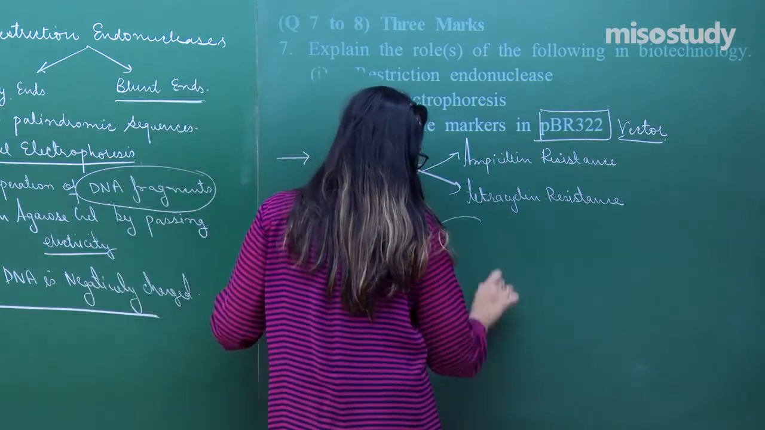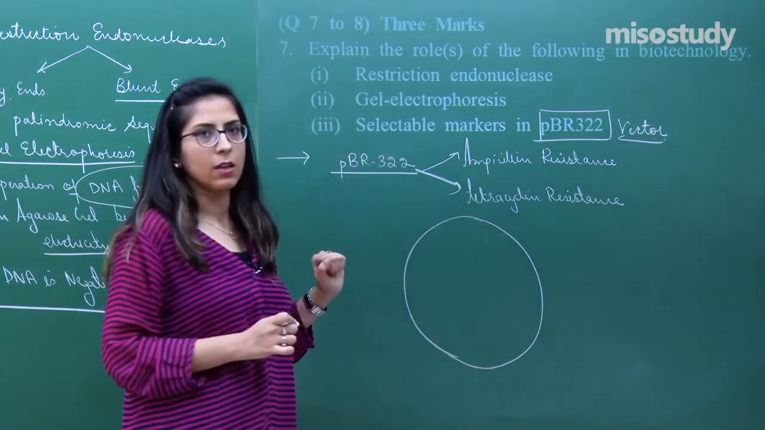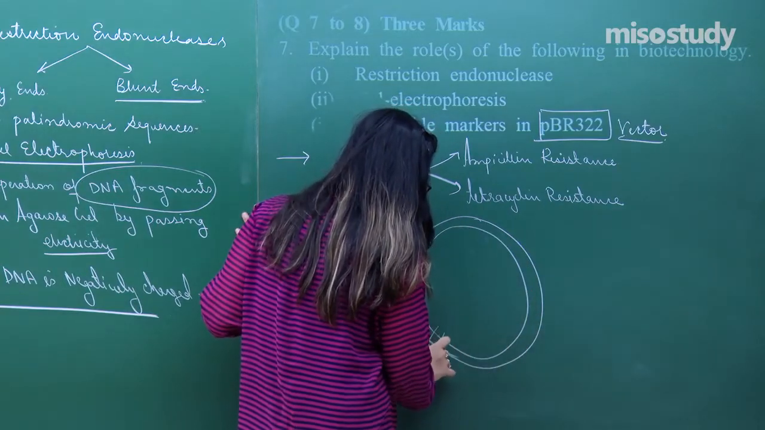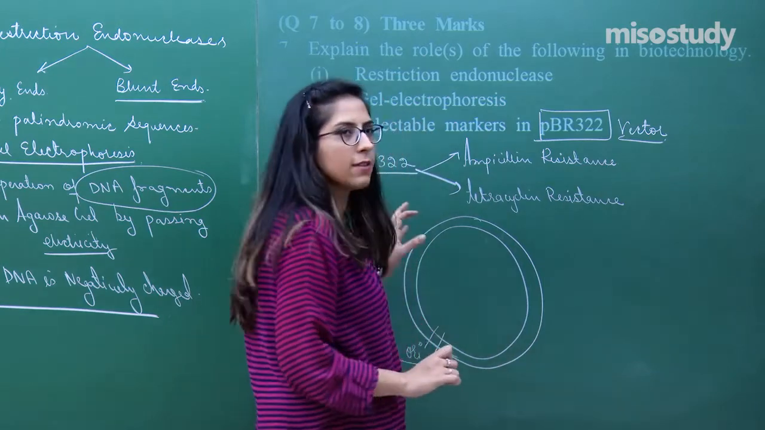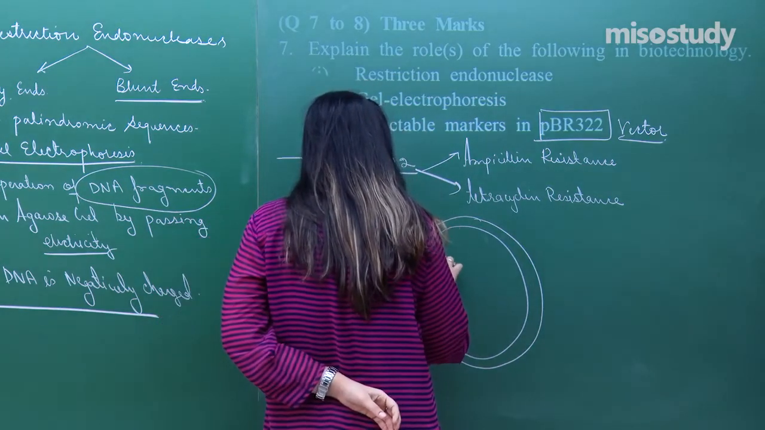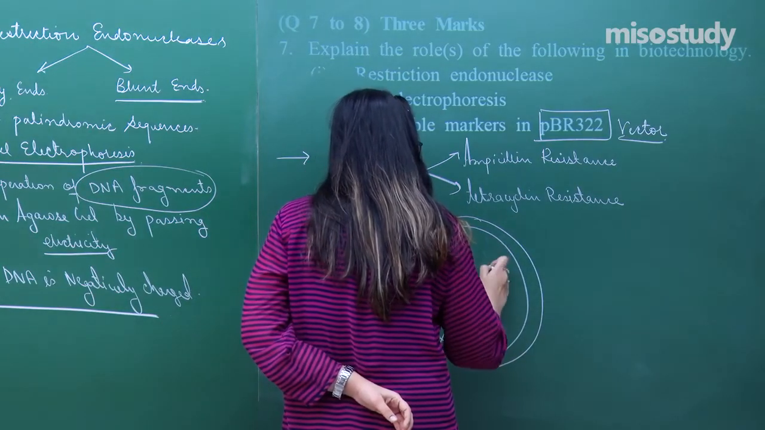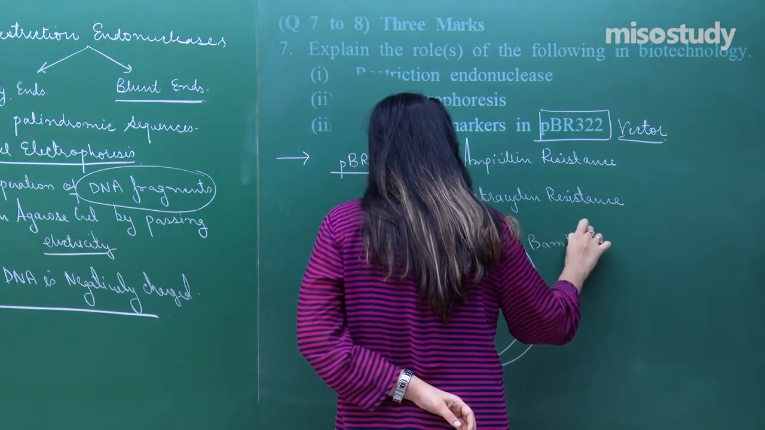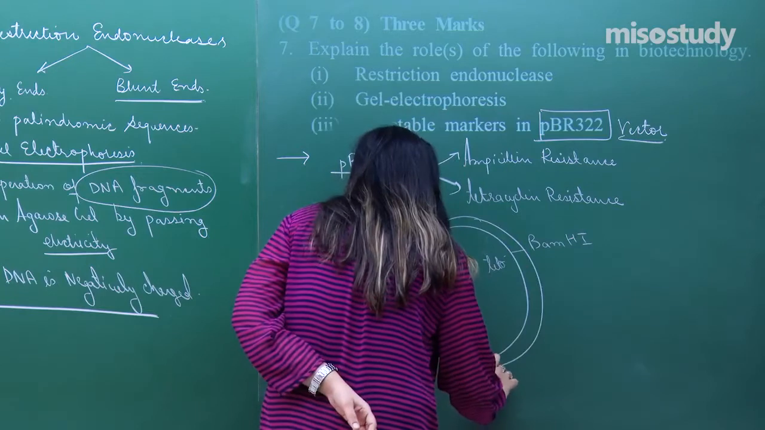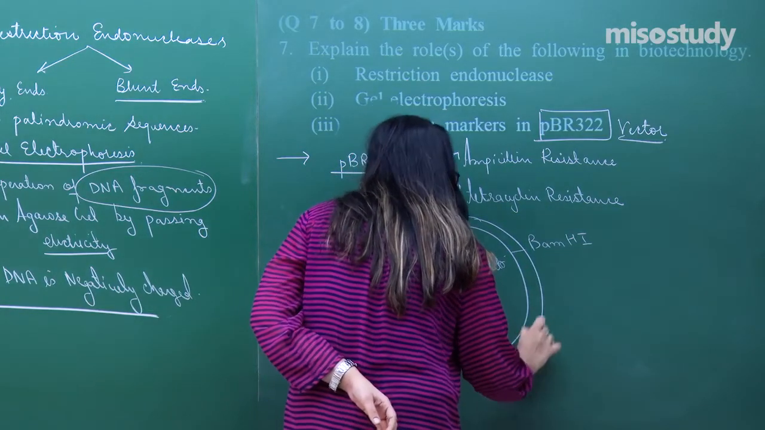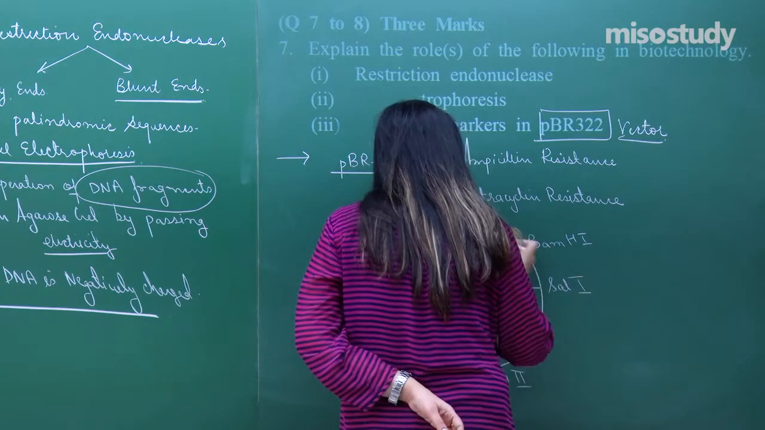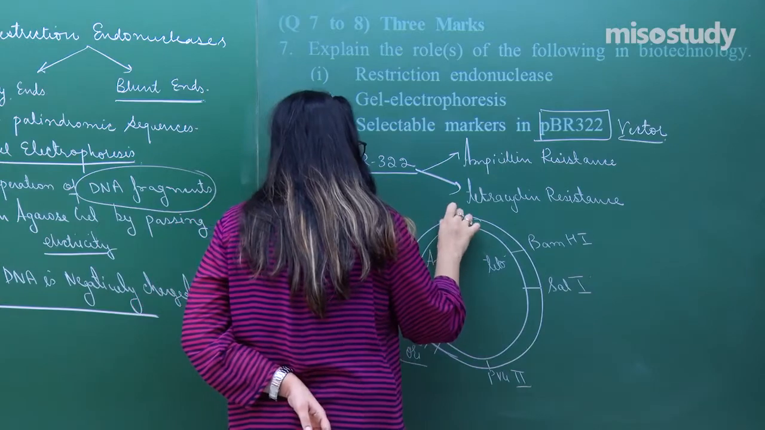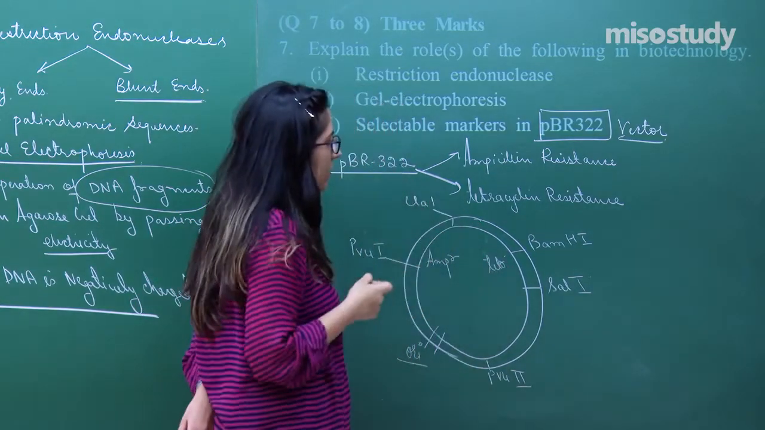To talk about the vector and the placement of these different resistance genes, ORI sequence and various restriction sites, they are as follows. This is one sequence called ORI, the origin of replication initiation. This region provides ampicillin resistance, this region provides tetracycline resistance. This is BamHI, which is also a restriction endonuclease site. This site is called PvuII. This is SalI. This is another PvuI. This is ClaI. Several different restriction enzyme sites are there.